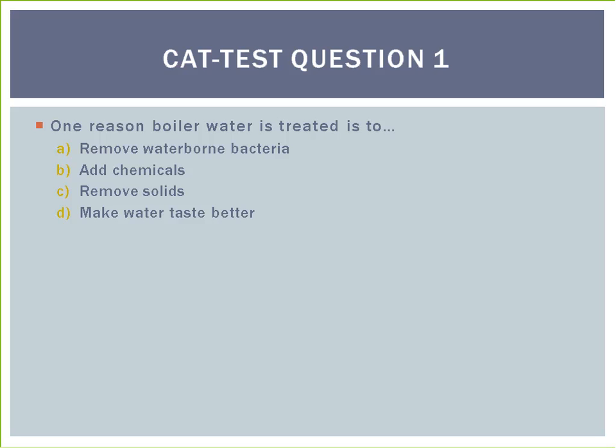CAT test question number 1. One reason boiler water is treated is to: A, remove waterborne bacteria; B, add chemicals; C, remove solids; or D, make water taste better.